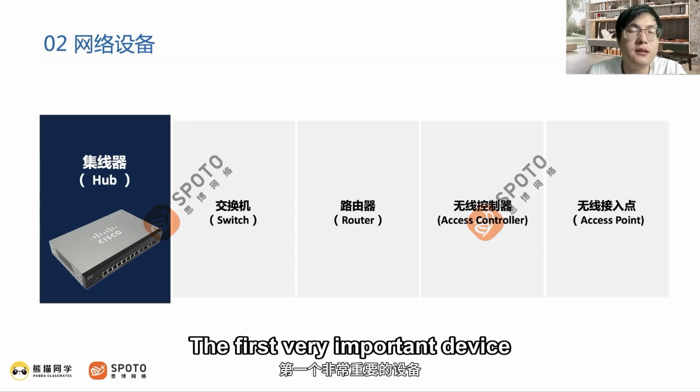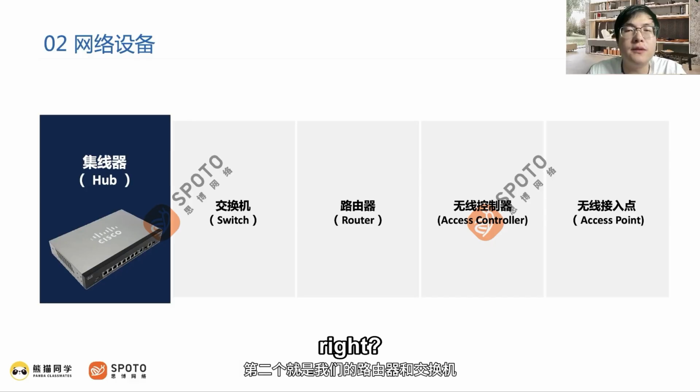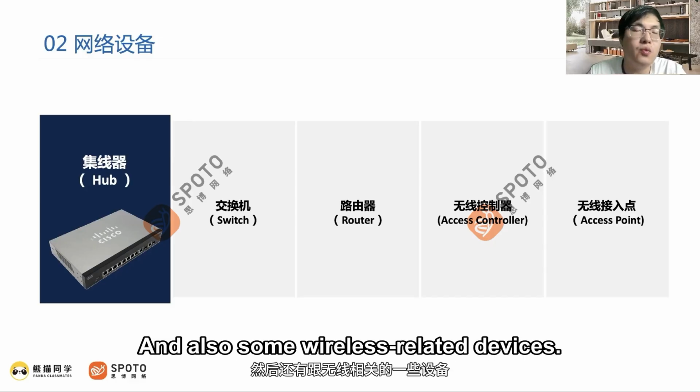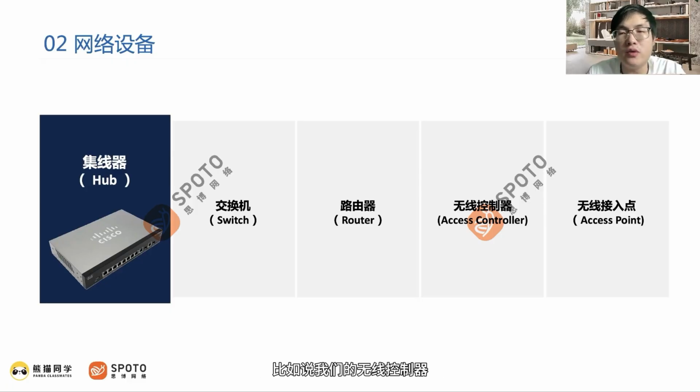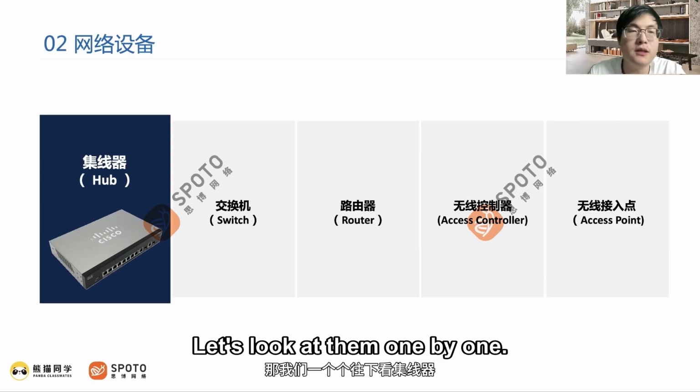Of course, the devices we mainly use now are the following. The first very important device is our switch. The second one is our router. Routers and switches. And also some wireless related devices. For example, our wireless controller, we call it AC. And also our wireless access point, we call it AP. Let's look at them one by one.